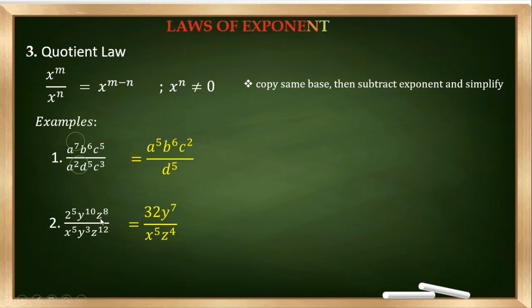And here's the z. Kung napansin nyo, mas mataas yung exponent ng z natin sa denominator. So that is why dito natin siya sinulat sa baba. So to subtract 12 by 8, so that is 4. Okay, so final answer is 32y raised to the 7th power over x raised to the 5th power times z raised to the 4th power. So again, sa quotient law, copy same base, then subtract nyo yung exponent, then simplify.